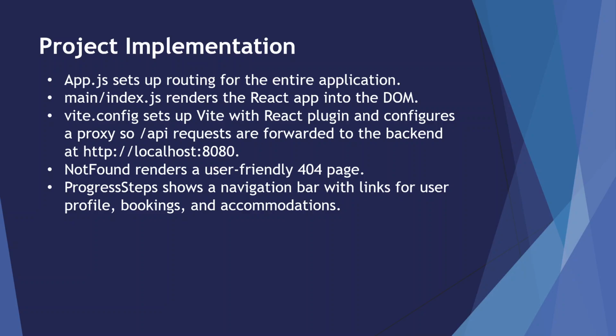Lastly, these are a few extras. App.js sets up routing for the entire application. Main index.js is used for rendering the React app into the DOM. Vite config sets up the React plugin and configures a proxy, so API requests are forwarded to the backend at http://localhost:8080. NotFound renders a user-friendly 404 page. Progress steps uses a navigation bar with links for user, profile, bookings, and accommodation. So, yes, this was mainly the project implementation that I wanted to cover in the presentation.